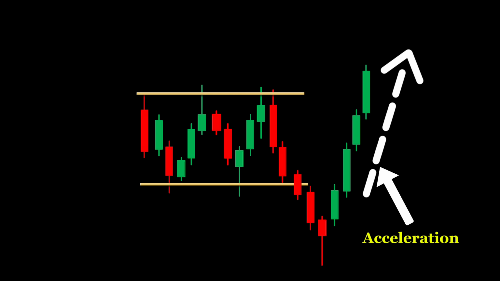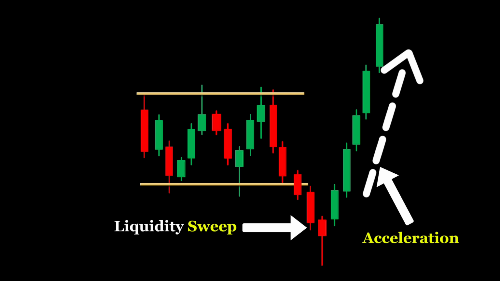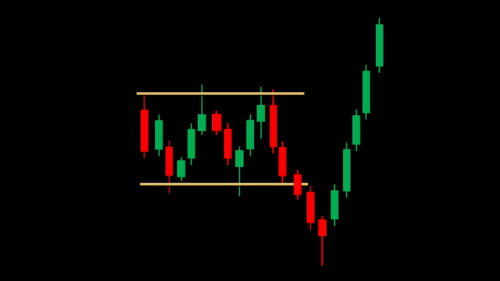The acceleration phase is the explosive move that follows a liquidity sweep. Once smart money has triggered stop losses and collected liquidity, price no longer has obstacles in its way. With retail traders trapped on the wrong side, the market is free to move aggressively in the opposite direction. Here's what happens step by step. Stops are cleared, long traders are forced out, and breakout sellers jump in late.